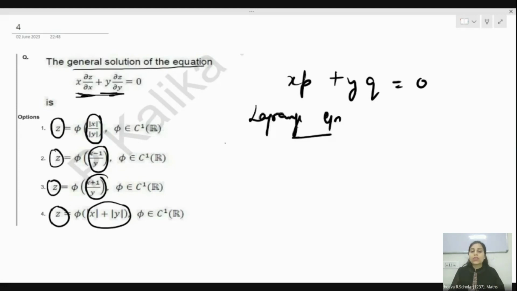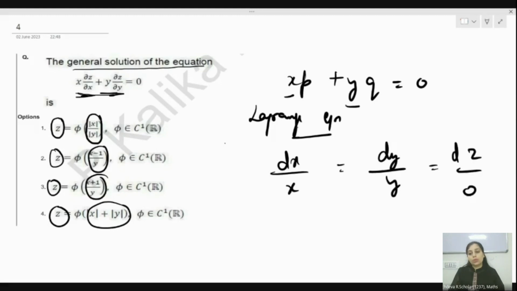So the Lagrange equation will give dx upon x, dy upon y, the coefficients of these two, and here 0. So when we get zero, write directly dz is equal to 0, so z is equal to some constant. So one family is only z. So z is in all the 4 options, so no option is cancelled till now.